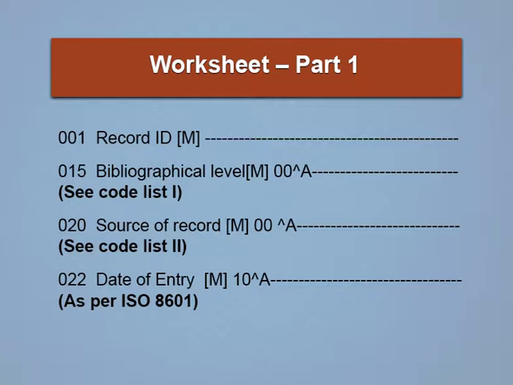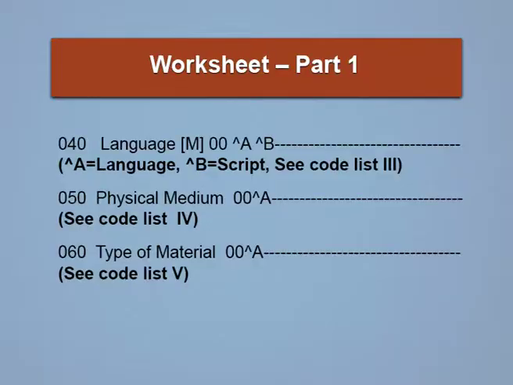For example, if I want to enter today's date inside the date of entry field, it will be 2016, representing the year 2016. Then this is the month of July, so we give 07, and this is the 9th of July, so we give 09. Altogether it will be 20160709. This is the ISO format of entering a date. You need to follow that, because this is the only date format which later on will allow you to sort records according to different dates: date of publication, date of entry, date of modification, etcetera. Now, if we look at the next important tag, 040, language, there also you see the indicator position values are 00.